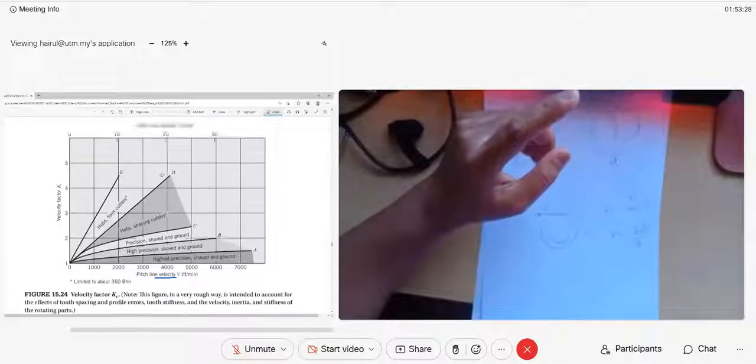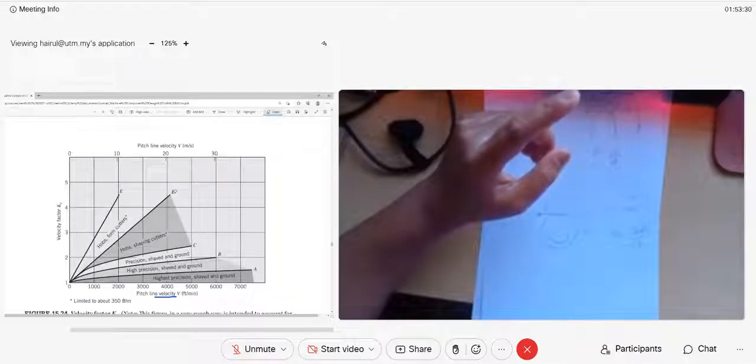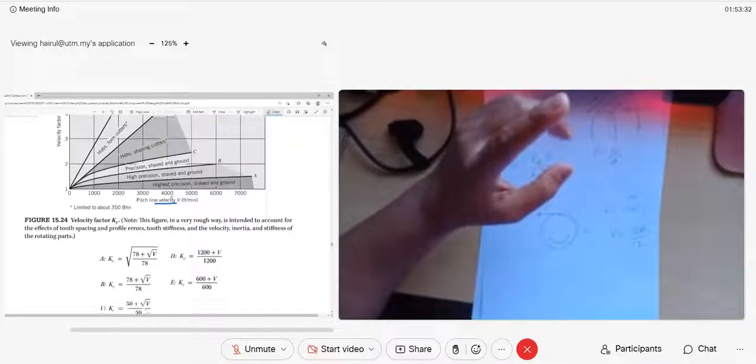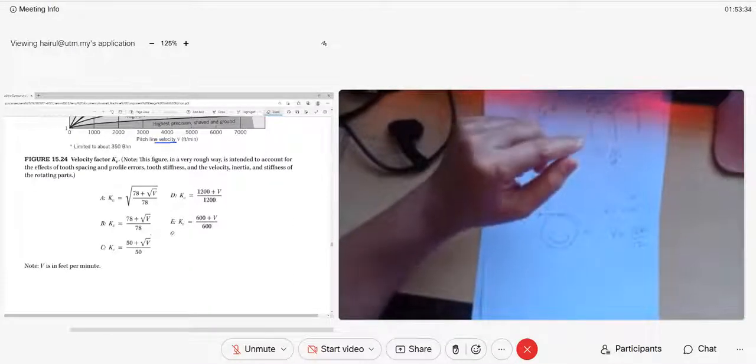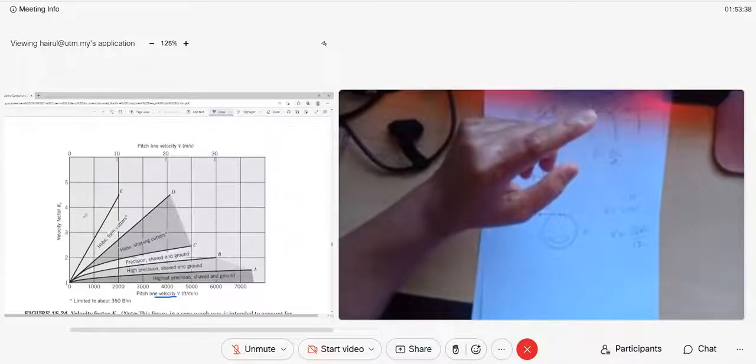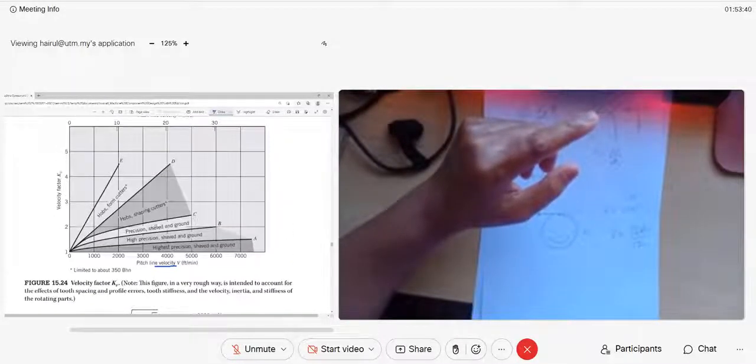For general gears, if you are in the D zone, type D, you can go and get your KV using the equation. Actually, you don't use the graph. The graph is to show what zone you are in. From there you get KV.